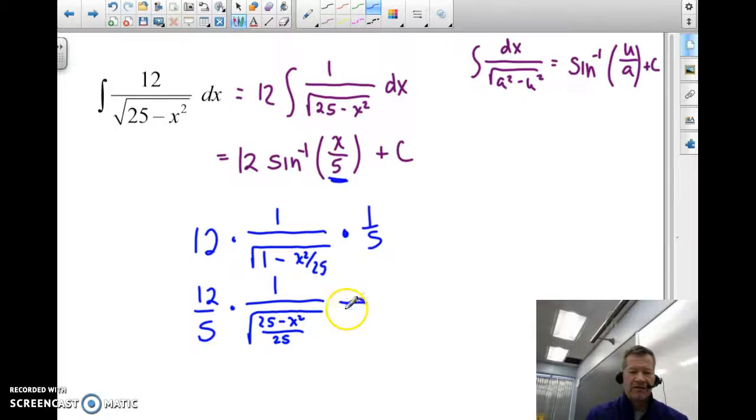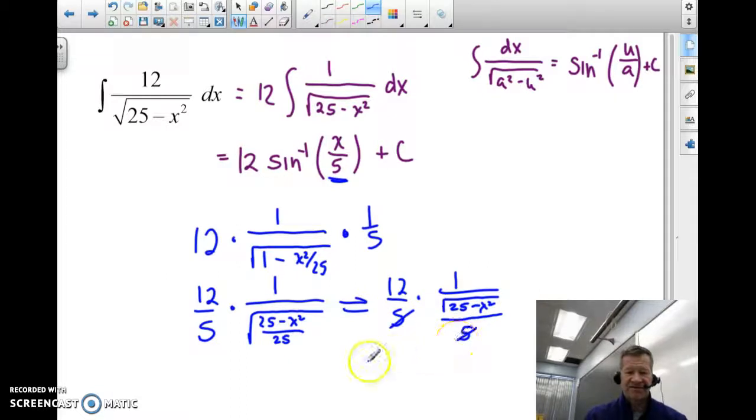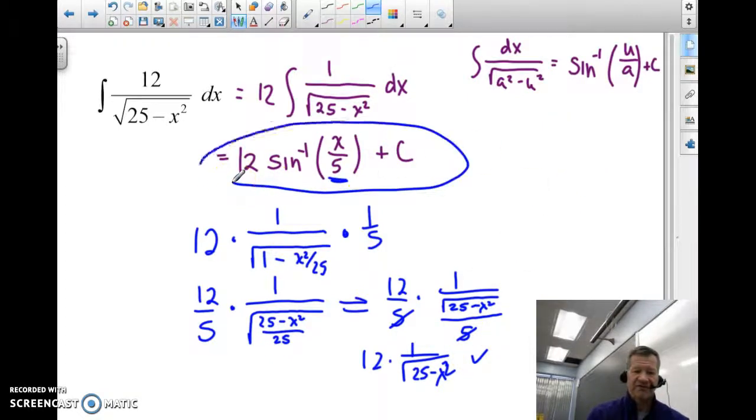Well, this denominator has a square root of 25 in it. The square root of 25 is just 5. So that's 1 over the square root of 25 minus x squared on top, and then the square root of 25 on bottom is just 5. So 5 divided by 5 cancels, and there's my answer. 12 times 1 over the square root of 25 minus x squared, which is what we started with. So we can see that it checks out, and we know that this antiderivative is definitely correct.